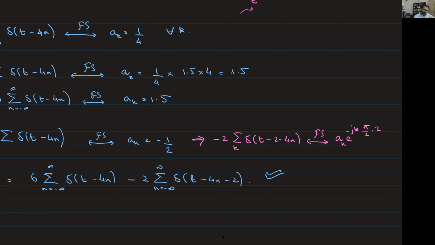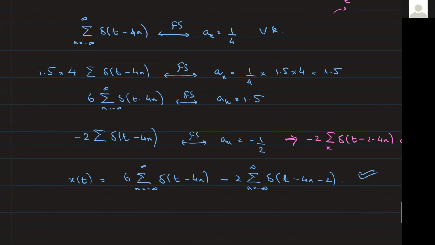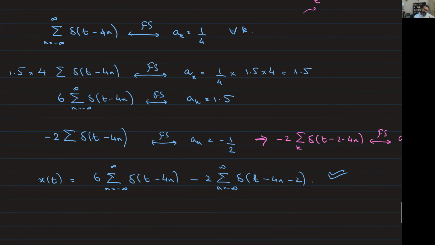So a_k is minus 1 by 2 or so. Yeah. All right.